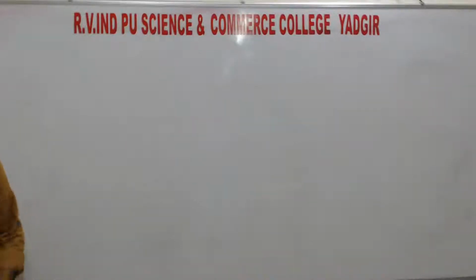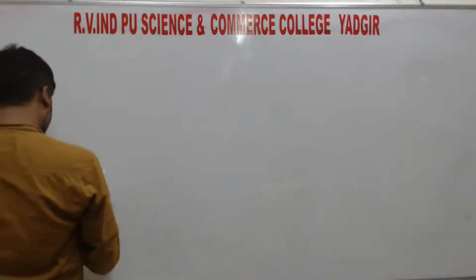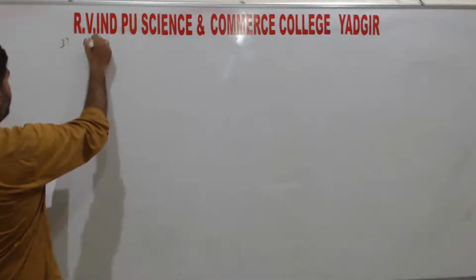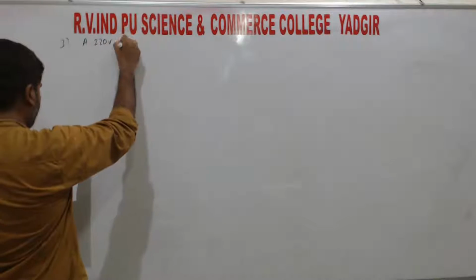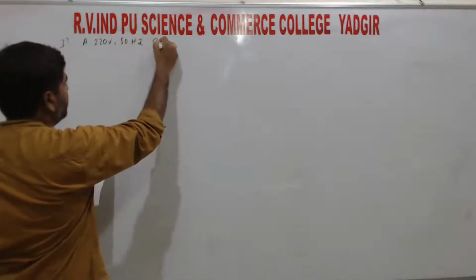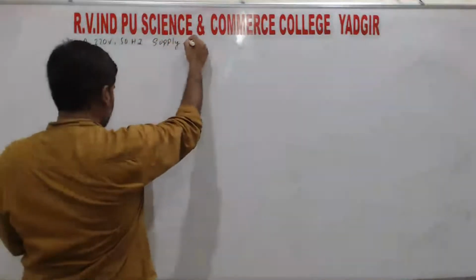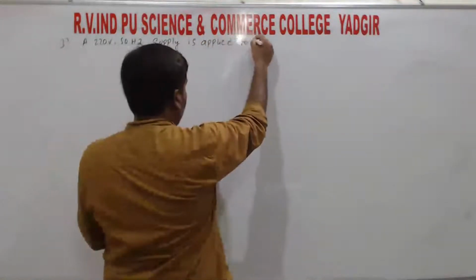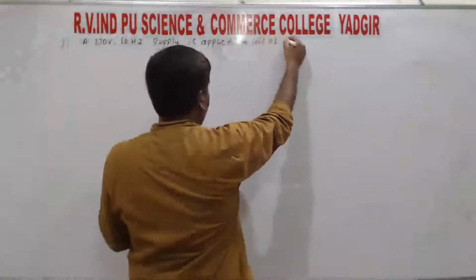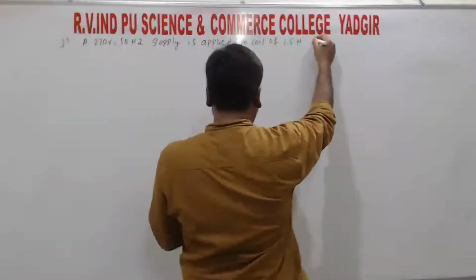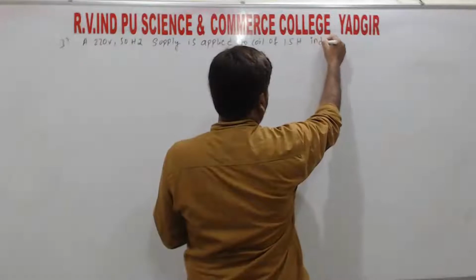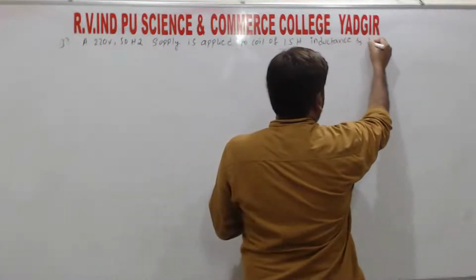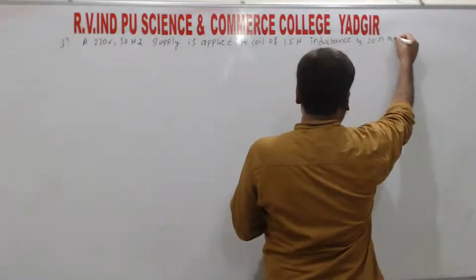Next, previous year problems. Third one: a 220 volt, 50 hertz supply is applied to a coil of 1.5 Henry inductance and 20 ohm resistance, right?